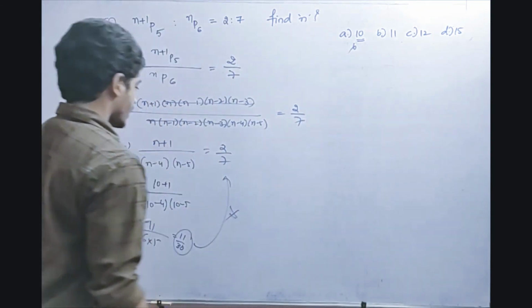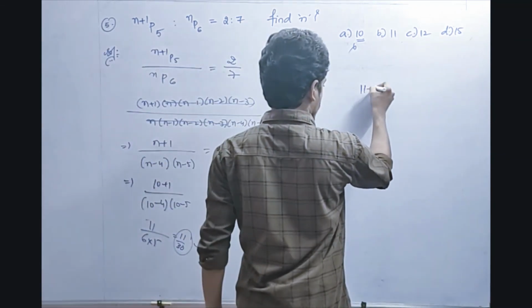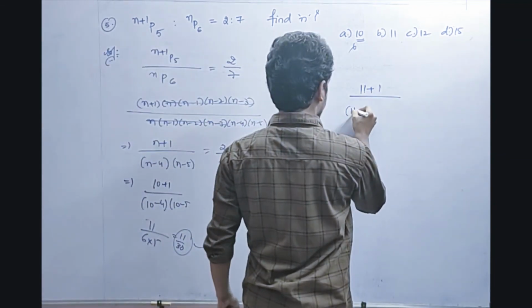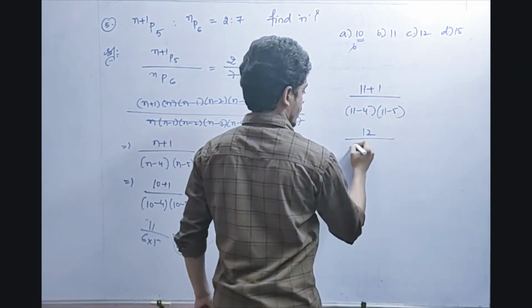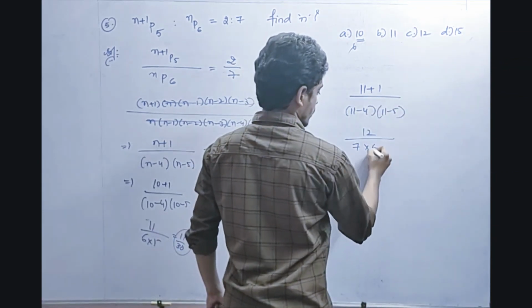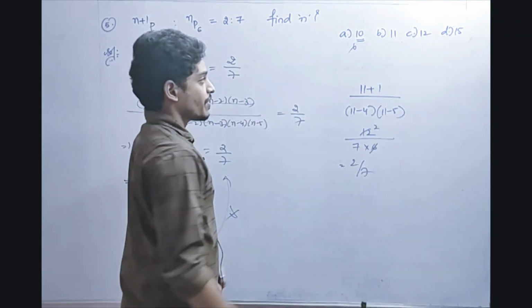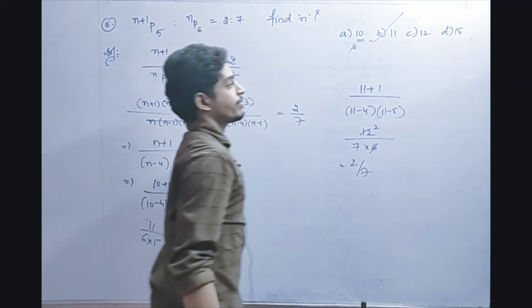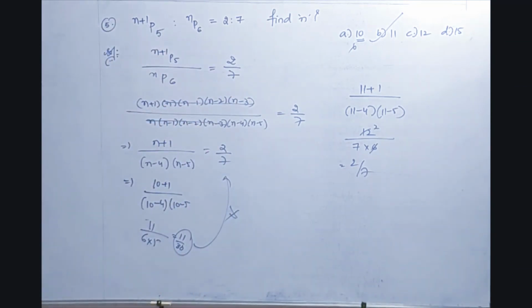Next one. Second option. So keep 11 here in place of n. So (11+1) whole divided by (11 minus 4) into (11 minus 5). That is nothing but 12 divided by 7 into 6. 6 twos are 12. So yes, 2 by 7 is coming. So when we keep 11 in the place of n, 2 by 7 comes. Hence the option is 11. Go through the options wise. Don't solve the question. Just verify the options, friends. That's all.